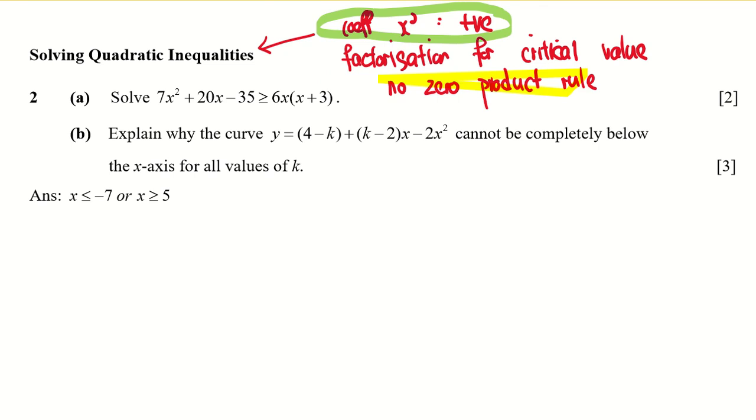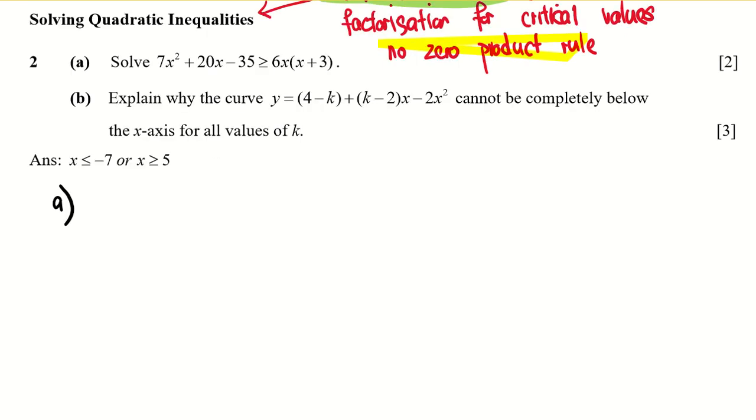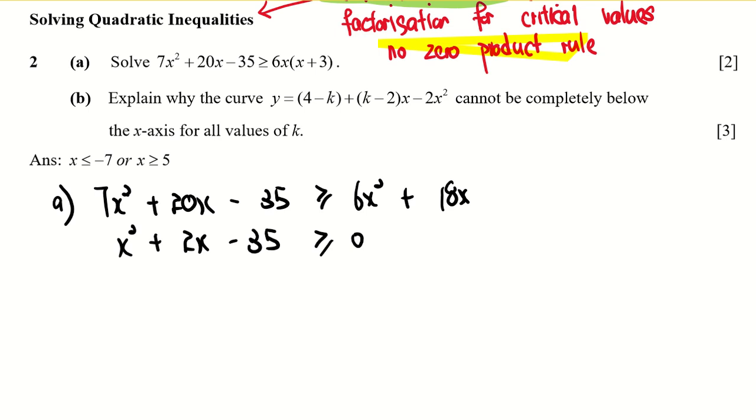Alright? And I want you to take note, we cannot make use of the zero product rule, but rather, using the critical value, you are supposed to draw a U-shaped curve to solve for quadratic inequality. With that, I'm going to get started. So for part A, I'm going to solve by simplifying and balancing everything equated to 0 on the right hand side. Okay, I've equated my right hand side to be equal to 0.